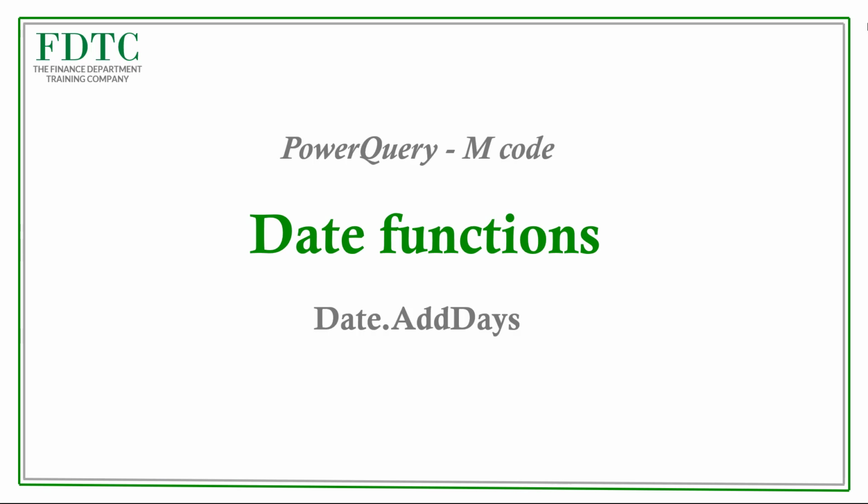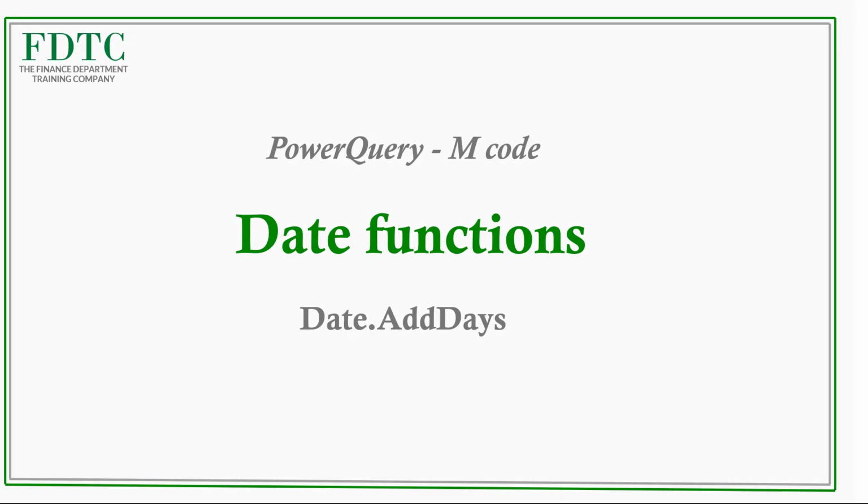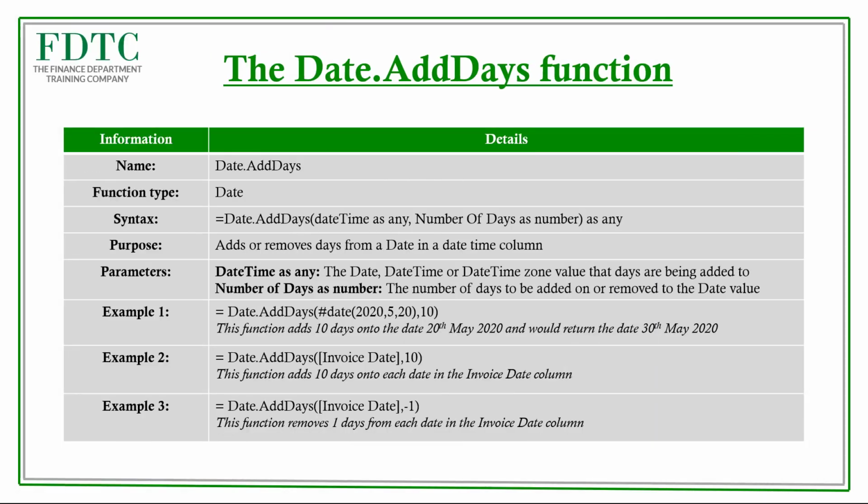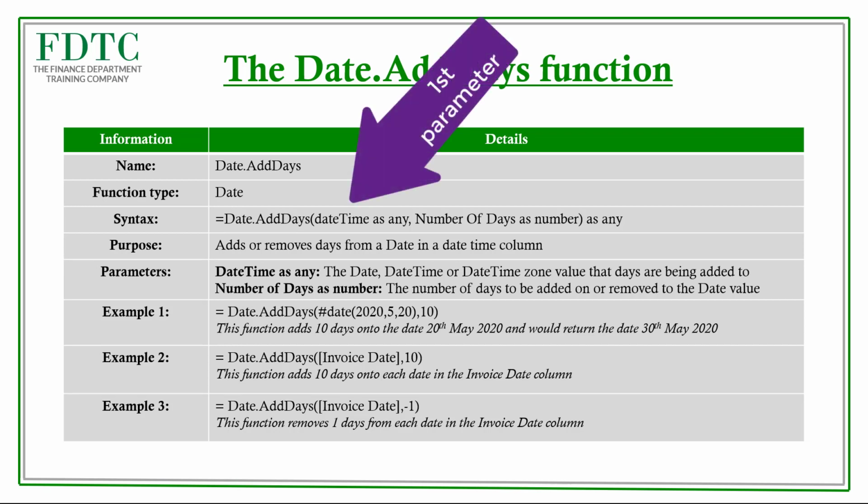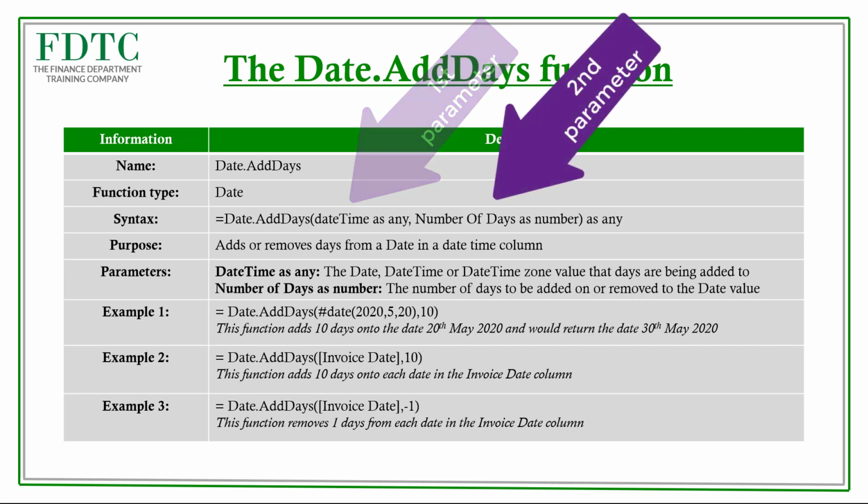So first of all, let's look at the syntax of the Date.AddDays function. As for most M-code functions, we have the function type being date, as these functions all relate to data types, and then the name of the function being AddDays. After that, as our first parameter, we have the date value that we want to add our days to, or take away, because we can do that too with this function. And then as our second parameter, we have the number of days that we want to add or take away.